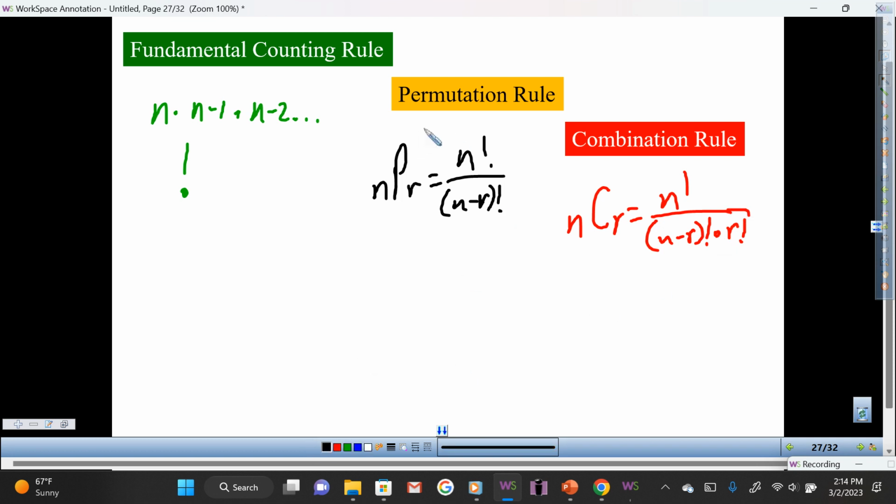All right, so what's the difference between permutation rule and combination? When do you use one and the other? Let's see, talk it over with your neighbors, see if they get it by now.